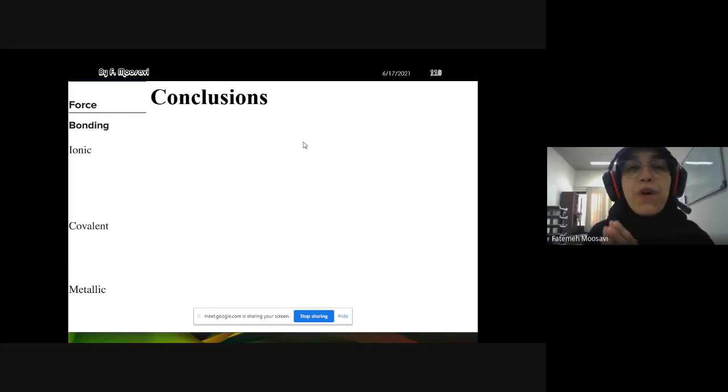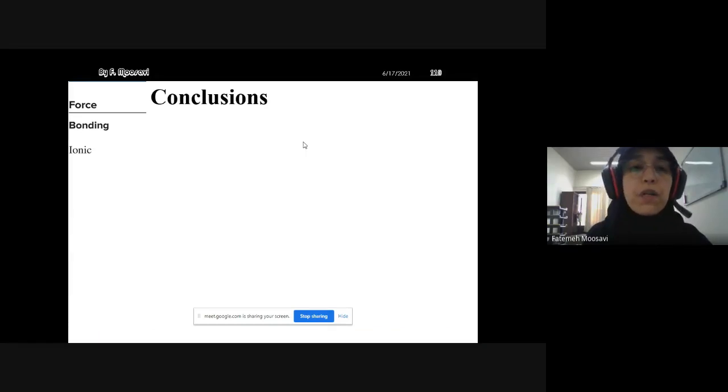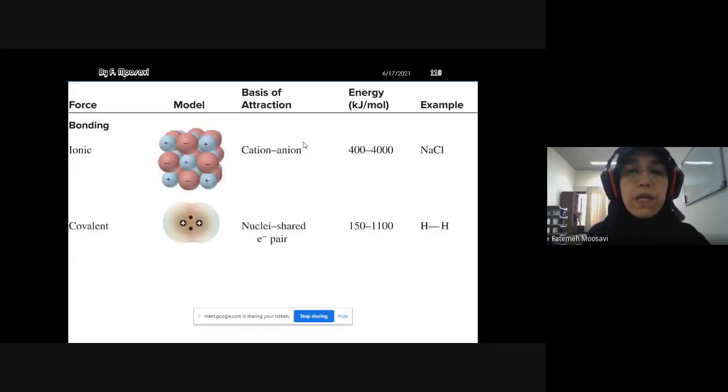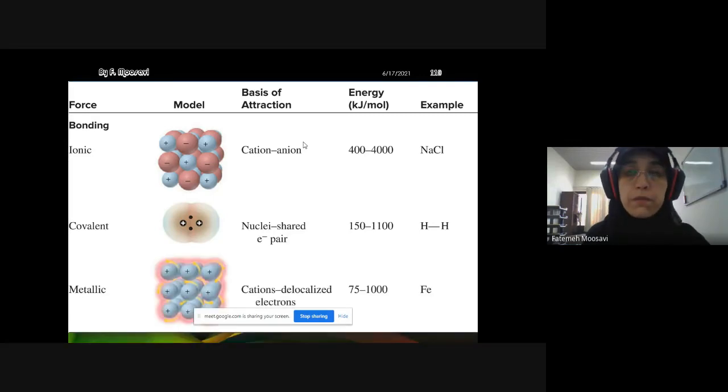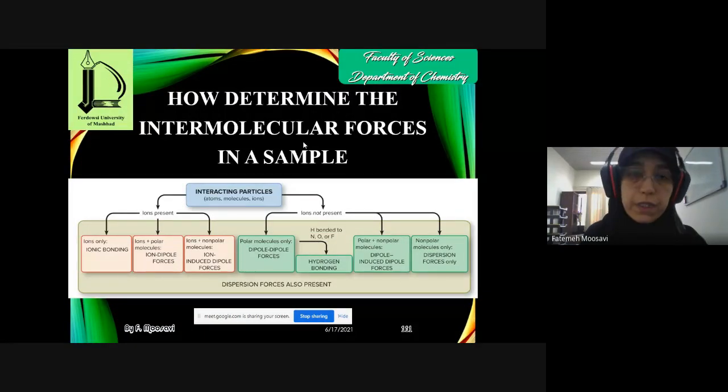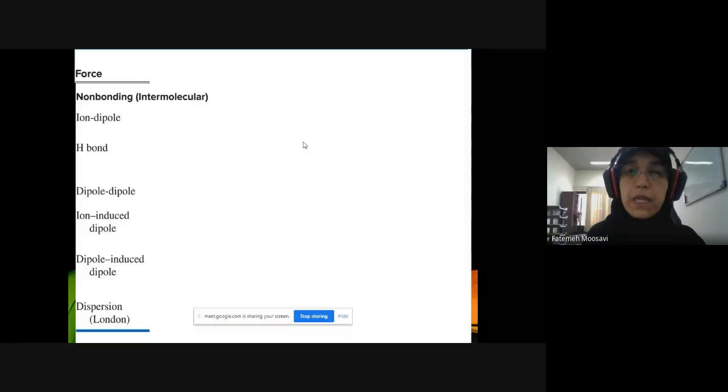The forces can be divided into two types, bonding and non-bonding. Bondings are classified into ionic bonds, covalent bonds, and metallic bonds. You see the basis of interaction, the energy, and an example for each one. Intermolecular forces are observed if ions or molecules are present. In the case of ions, we have ionic bonding, ion-polar interactions, or ion-induced dipole interaction.